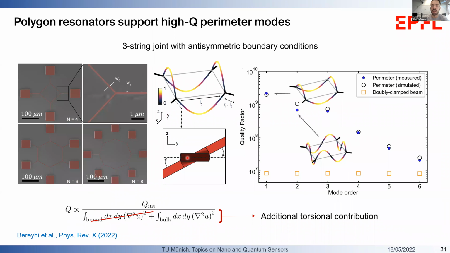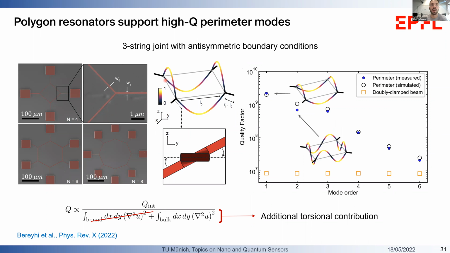We can also consider another type of mechanical structure that exploits the same basic element of a three beam joint, which is the nanomechanical polygon resonators. Here we have a polygon-like network of strings, which is suspended by some tethers, which keep it stiff and tensioned. At each corner or vertex of the polygon, we have one of these three beam joints.